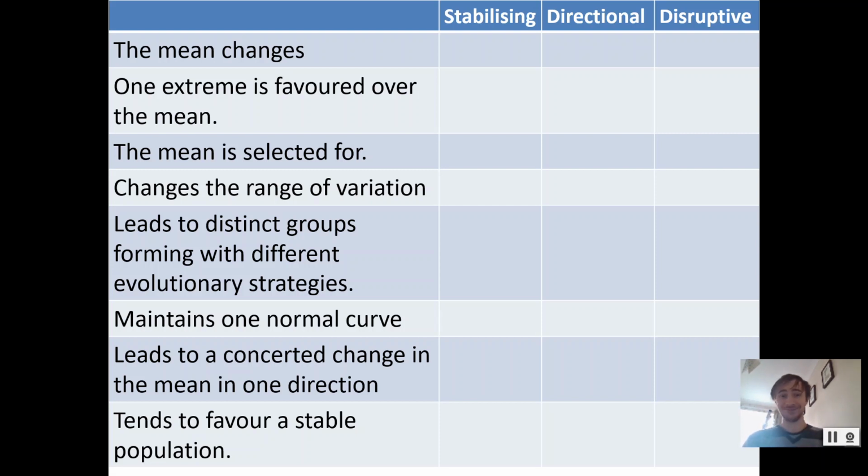So, answers. The mean changes. Well, think about this carefully. Stabilising? Definitely not. In fact, the mean is the best, so we're just going to stay on that mean. Directional? Definitely, because we're going to move the whole curve along, either downwards or upwards, so the mean is going to shift. And then disruptive.